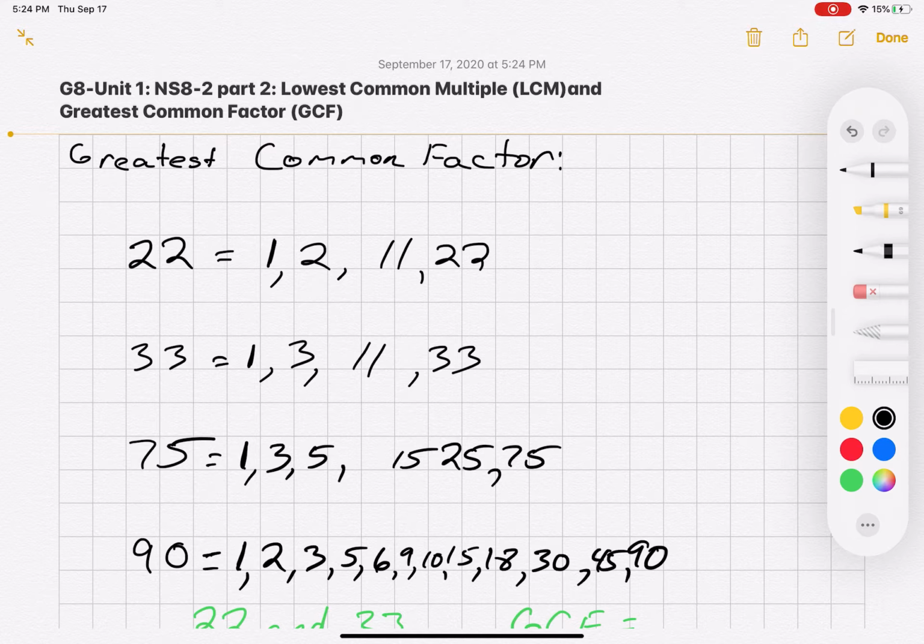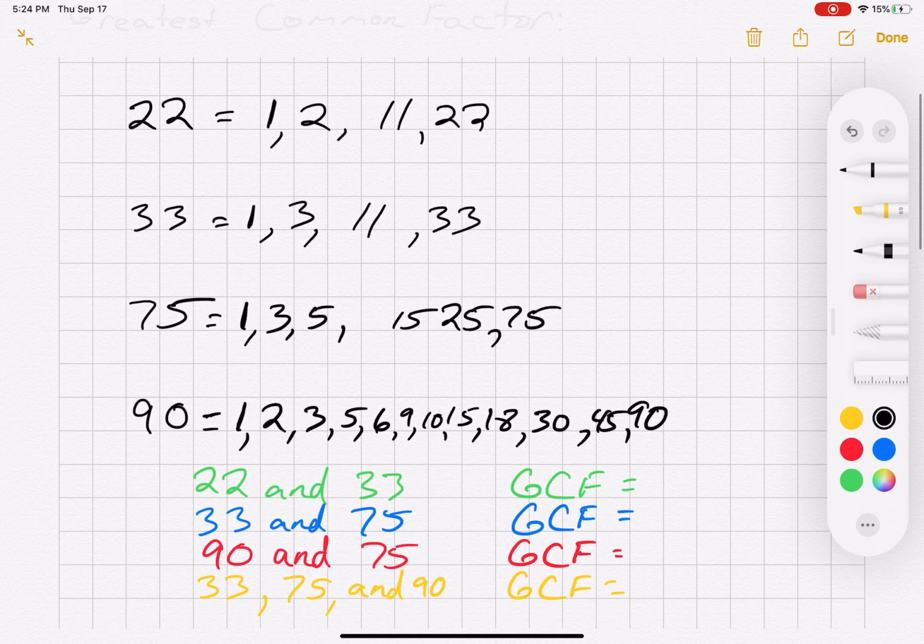Okay, now I'm going to find the greatest common factor. Okay, so I'm looking at 22 and 33. 22 doesn't match, but the 11s do. So I know that the greatest common factor is 11.